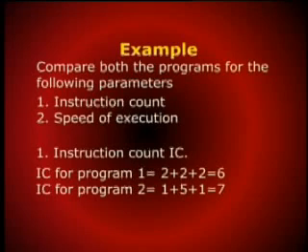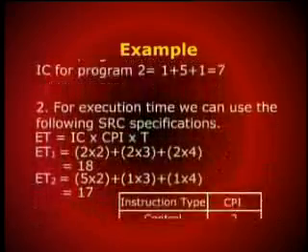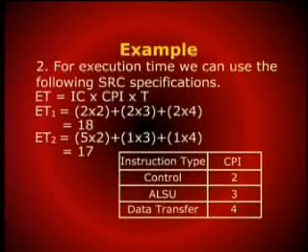In the first program, the number of instructions which belong to ALSU is 2. Similarly, the control instructions are 2, and the data acquisition also has 2 instructions, whereas the second program has 5 control instructions. In the next slide, you will see the working for execution time using the same mathematical formula, IC multiplied with CPI into T.